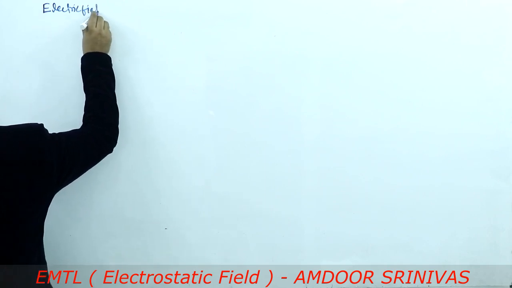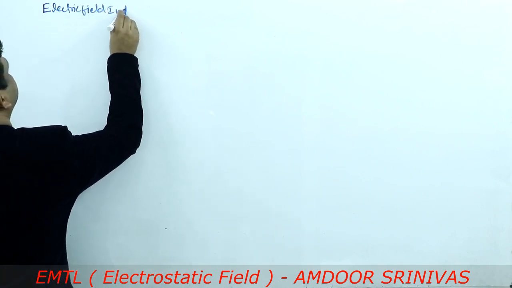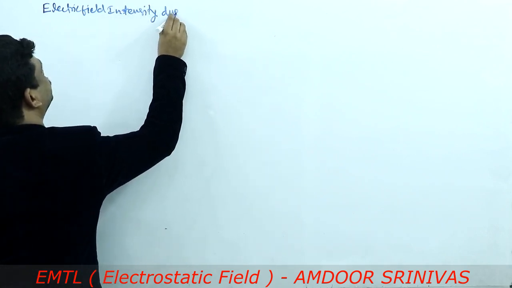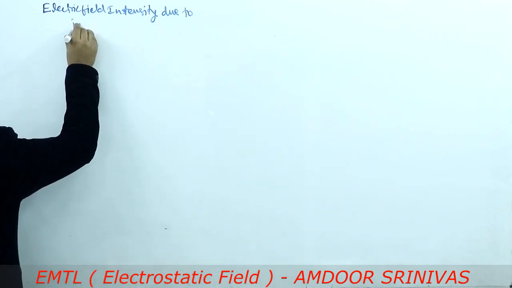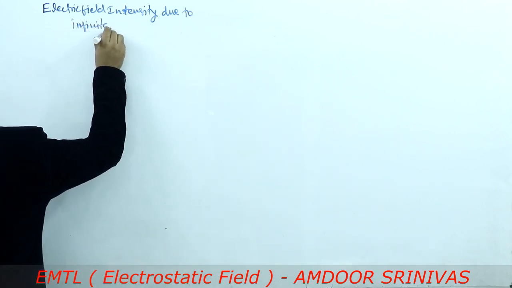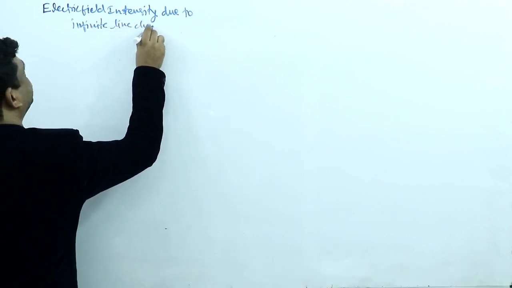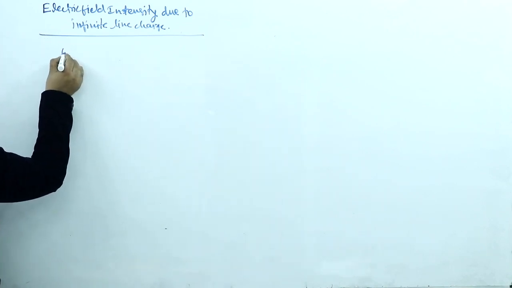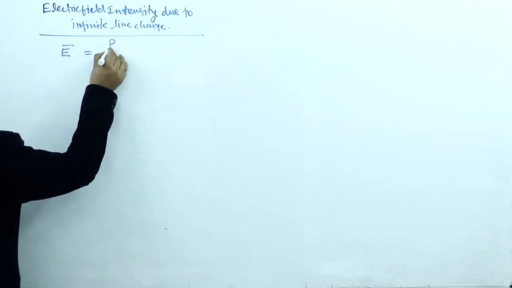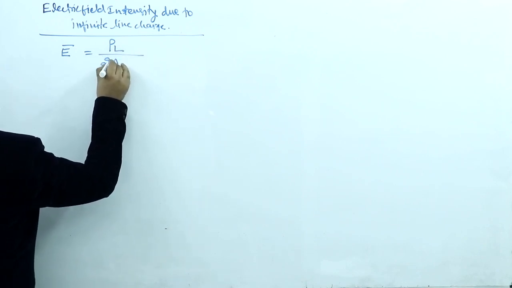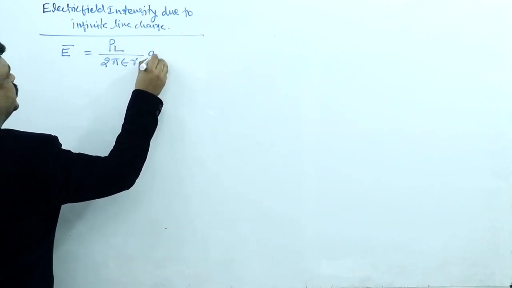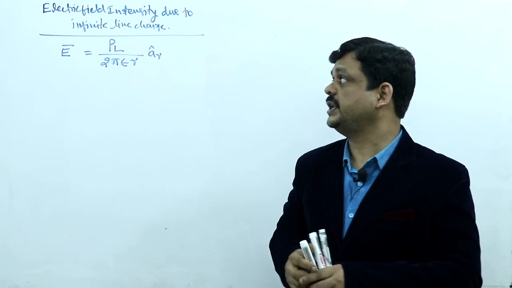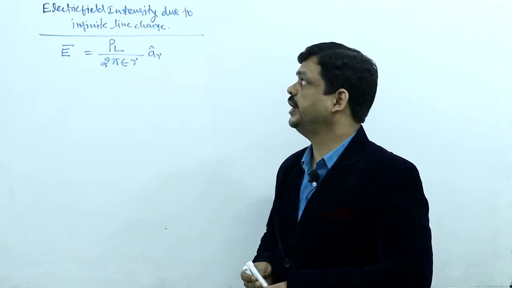Electric field intensity due to infinite line charge. The standard equation is rho L by 2 pi epsilon r into unit vector. Right? So this is the standard formula for electric field intensity due to infinite line charge.